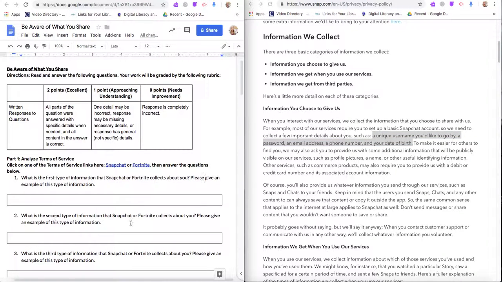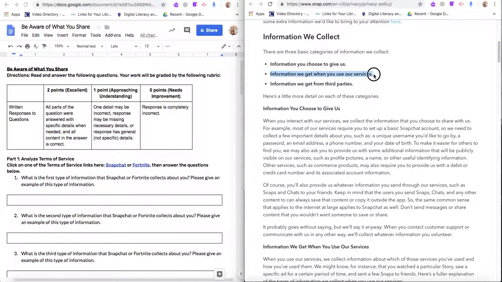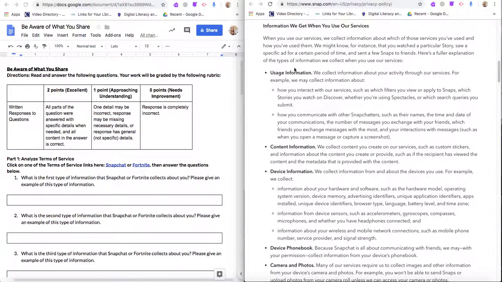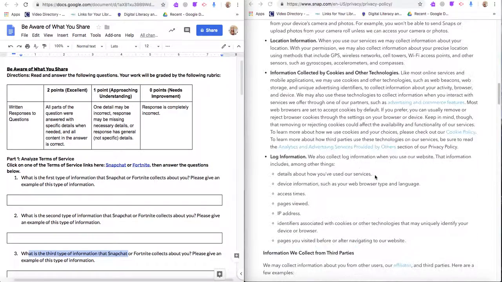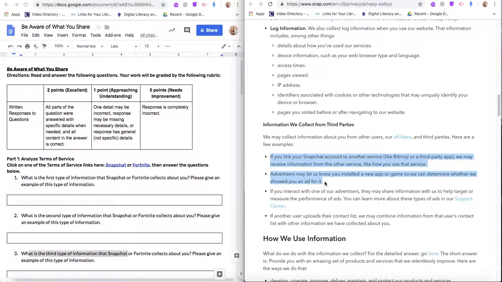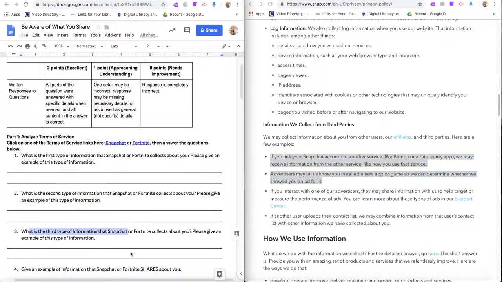Then the second type of information that Snapchat collects about you, for question two, this right here that's highlighted, this is important information we get when you use our services. If you scroll down to that part, here is an example of some important information that's highlighted in blue. And then finally, what is the third type of information that Snapchat collects about you? If you scroll down to the next heading, this is important right here where it says information we collect from third parties. And then these next two bullets are important for answering question three.